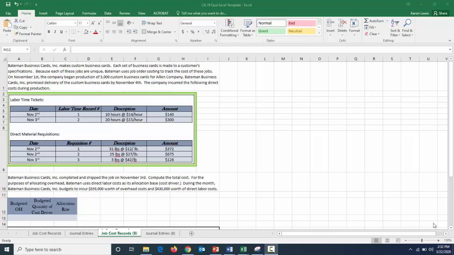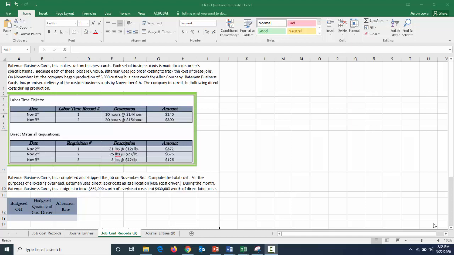On November 1st, the company began production of 5,000 custom business cards for another company called Allen Company. Bateman Business Cards Incorporated promised delivery of the custom business cards by November 4th, and they incurred the following costs during production. So what we have here are two sets of costs: labor time tickets and direct material requisitions. Labor time tickets are people punching their timesheet saying, I'm working on this specific job. In this case, I'm working on the Allen Company job. That cost of labor gets tracked and put into the cost of producing these 5,000 business cards that we're going to send to Allen Company.